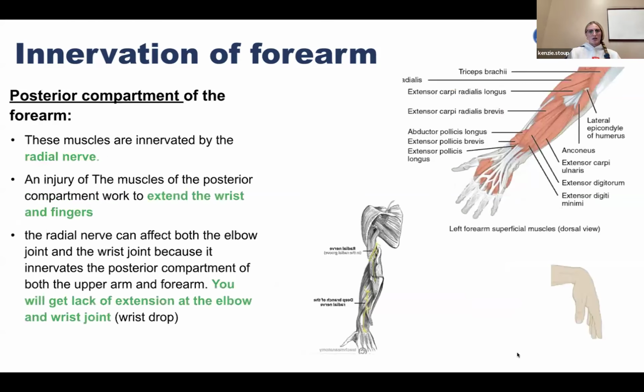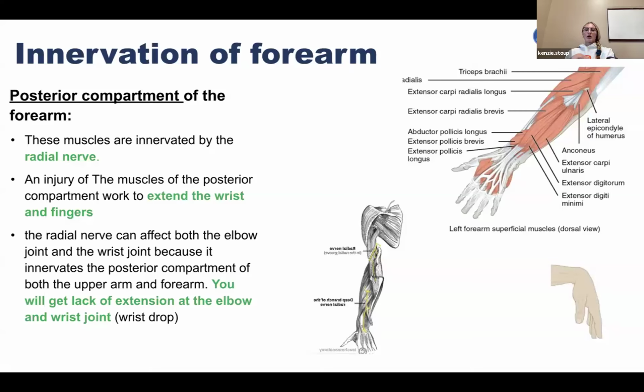And then here on the posterior compartment, again, it's done by the radial nerve. This is a really classic exam question as well. If you get an injury to the radial nerve over here, if you see in this bottom right-hand corner, since it does extension, if the radial nerve is injured, you can't extend your wrist. So you're stuck in flexion like this. And it's called a wrist drop, and they can't lift the wrist up.